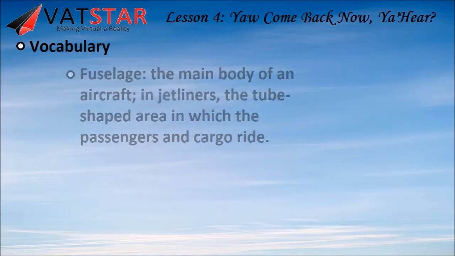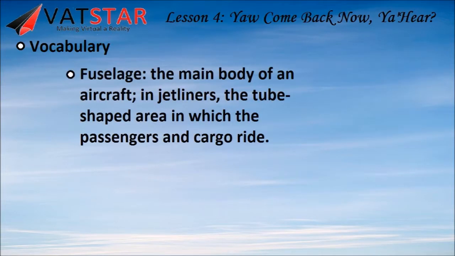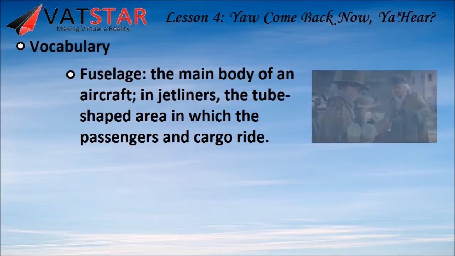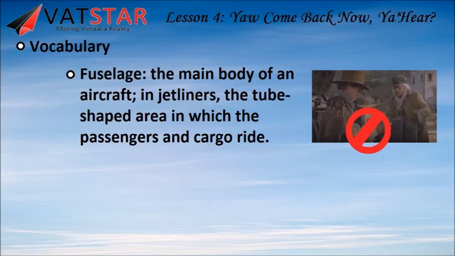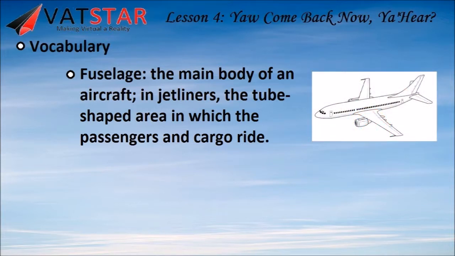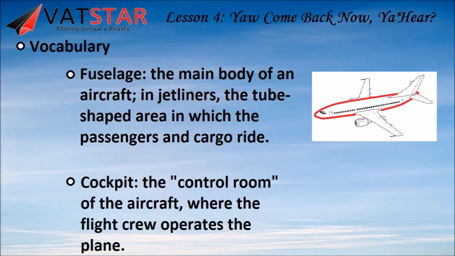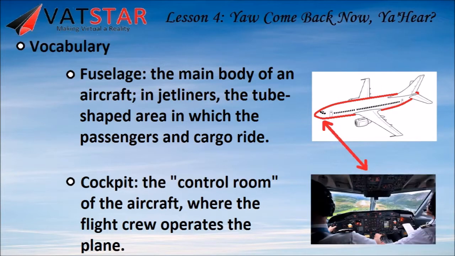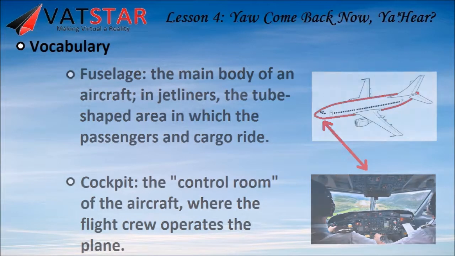Now, this next word describes the main body of an aircraft, the tube-shaped area where the passengers and cargo are. Now, this isn't fuse-uh-lodge, okay? It's pronounced fuselage. If you imagine a plane without any of the wings or tail sticking out, that's the fuselage. Cockpit, well, that's the control room at the front of the plane where all the dials and switches and knobs and gauges are. And the pilots, obviously.